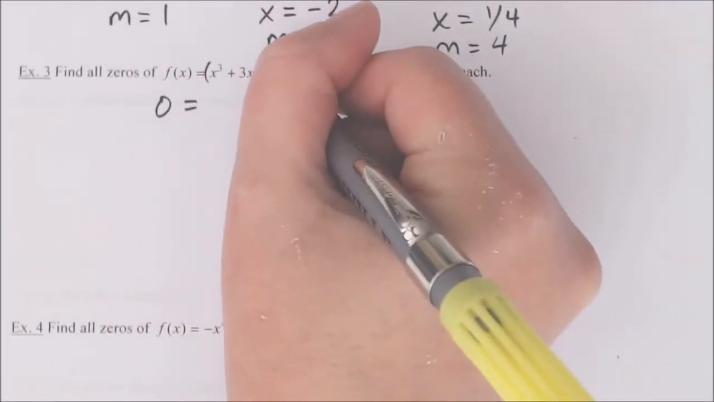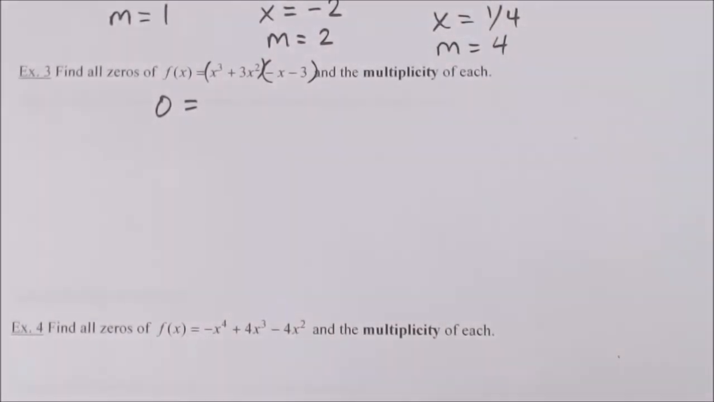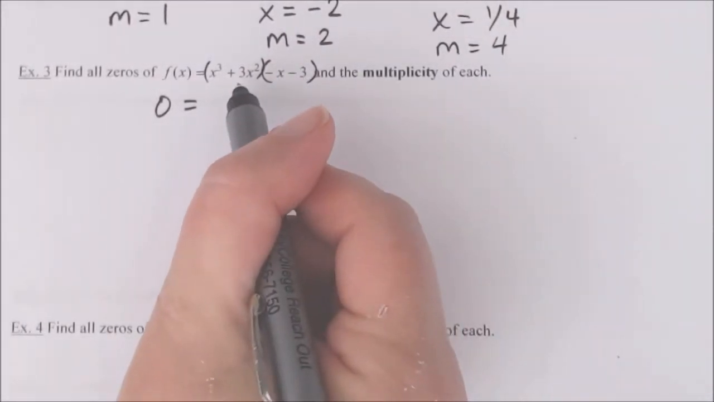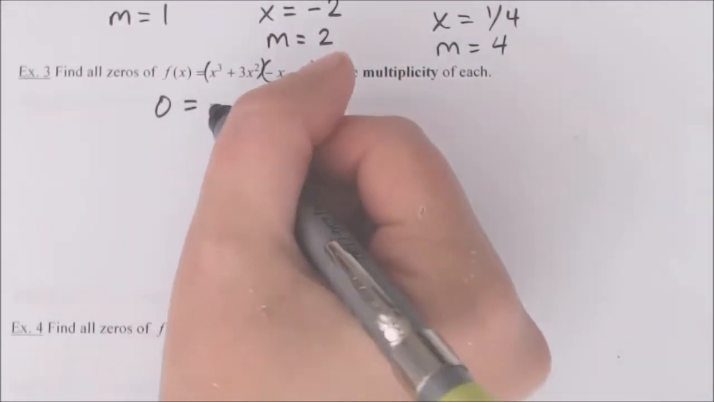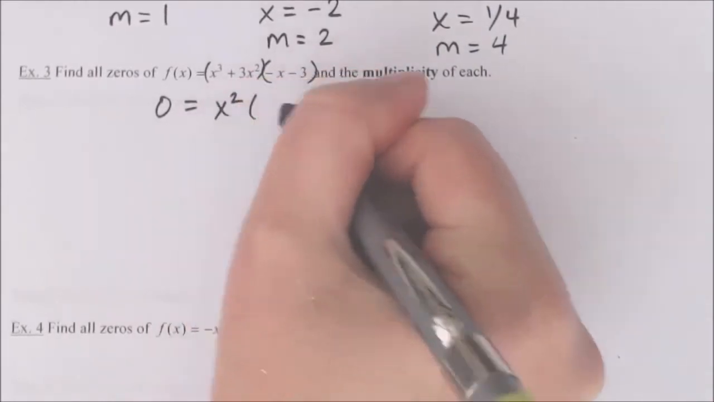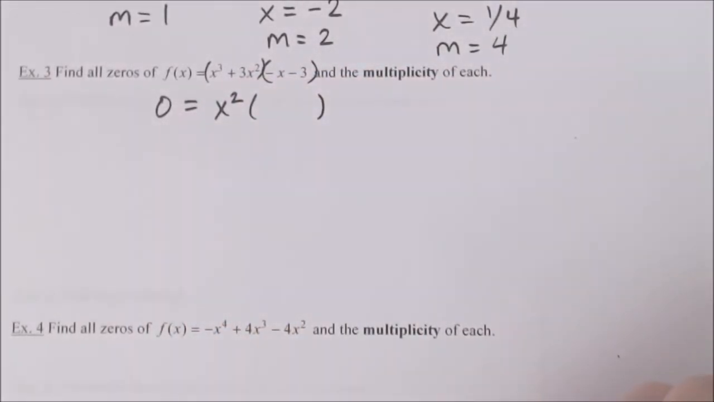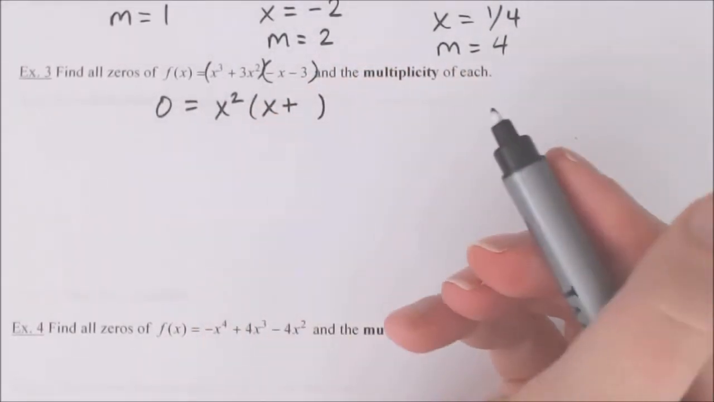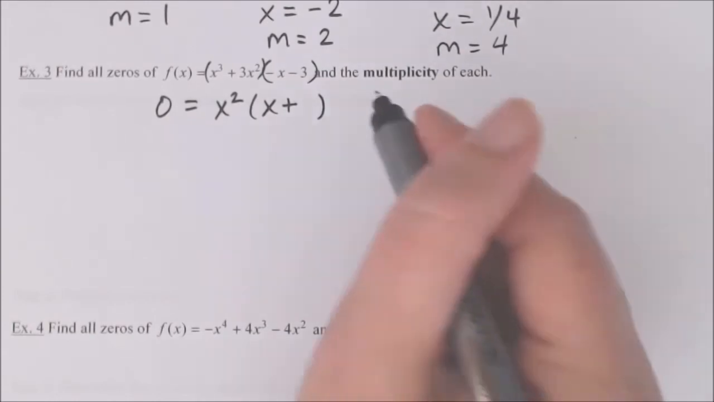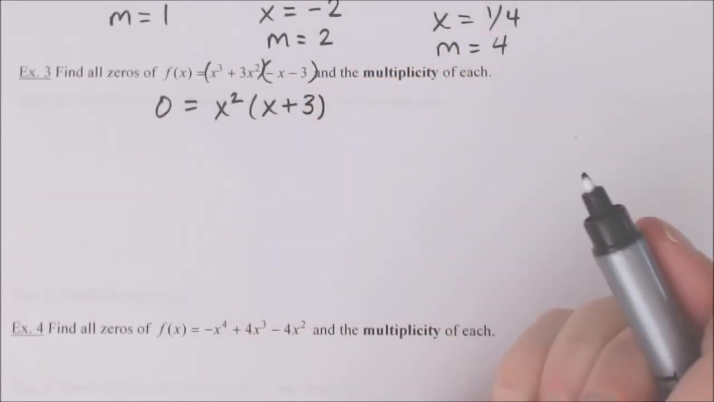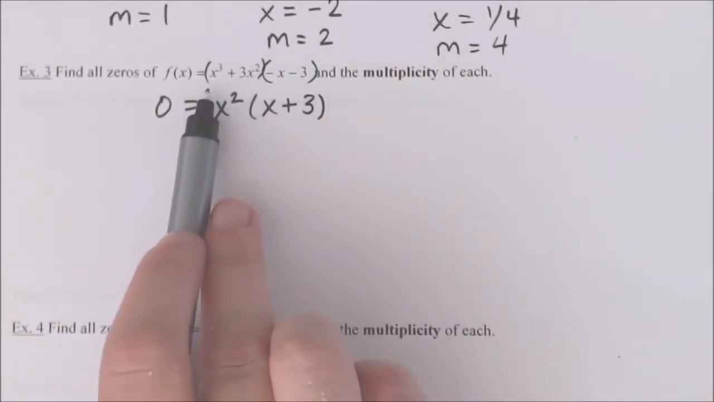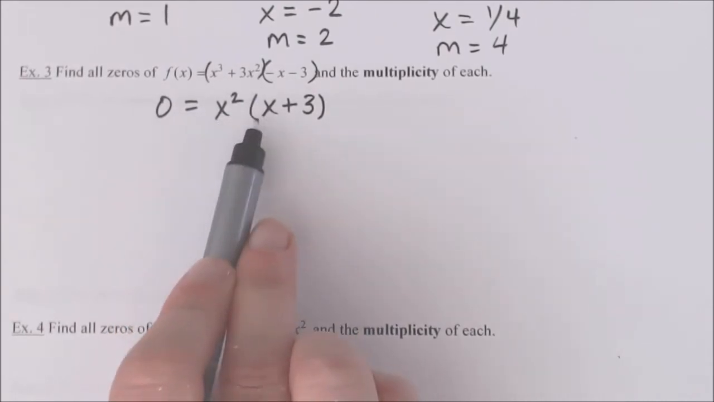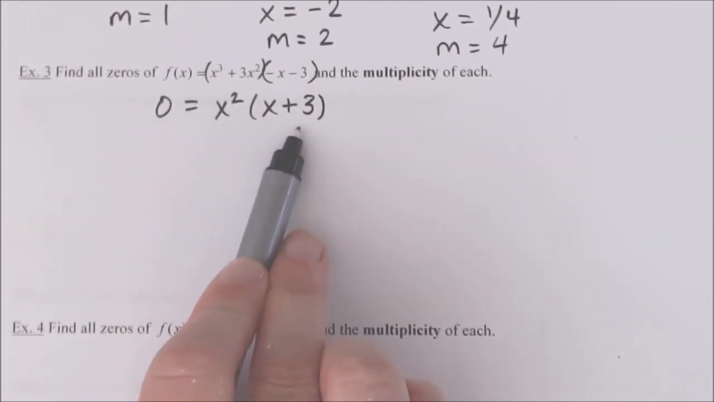So I'm going to group the first 2 terms, and I'm going to group the second 2 terms. So the first 2 terms, the GCF with those 2 terms is just x squared. So I'm going to factor out x squared, and what would I multiply that by to get x cubed? That would just be x. What would I multiply that by to get 3x squared? That would just be 3. Pause for a minute, make sure you see what I did. I factored x squared out of those first 2 terms, and that left me with x plus 3 in parentheses.